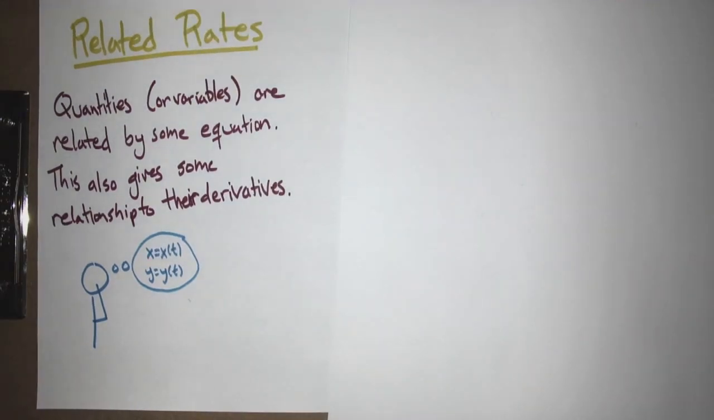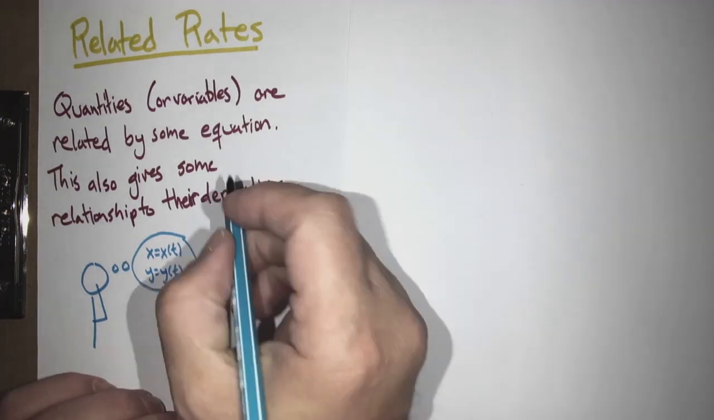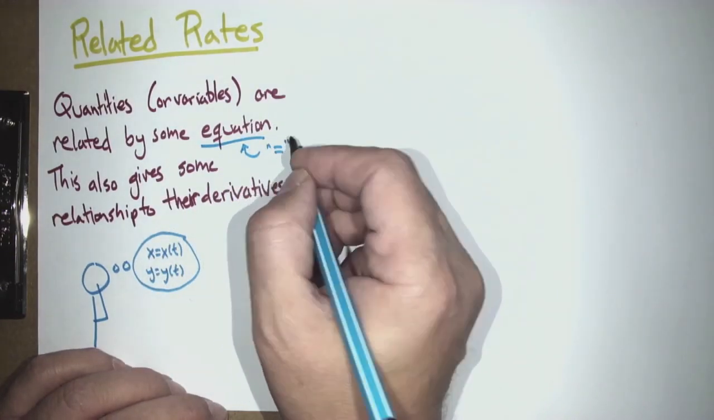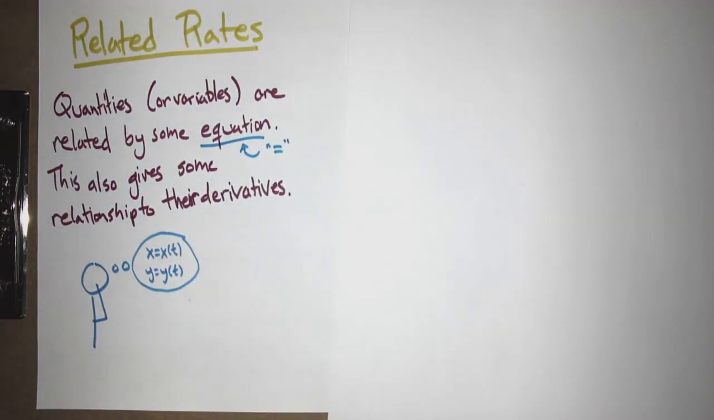Related rates. And so what does this mean? So related says there's a relationship going on. So there are quantities, variables, whatever you want to call them, that are related by some equation. Now, when we say the word equation, what we're looking for is something with an equal sign. So something equals something. That's what we mean when we say an equation.